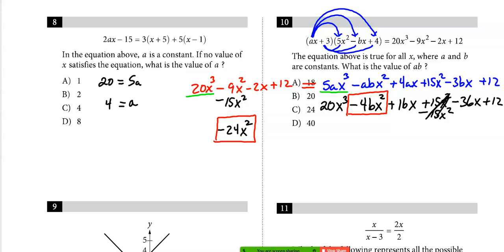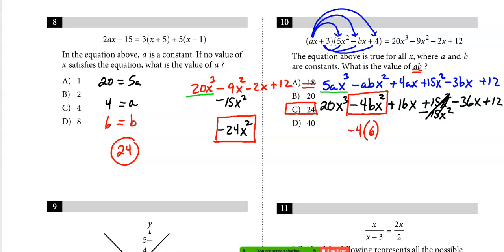So let's see what we can do to get that to match up. It looks like b is going to have to be 6. Yeah, because if I go negative 4 times 6, that's going to give me negative 24x squared. So b is 6, a is 4. And they want to know what is a times b. Well, 6 times 4 gives me an answer of 24. So the correct answer there comes out to be C.